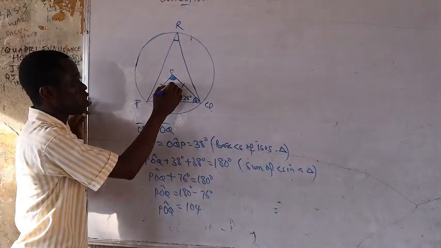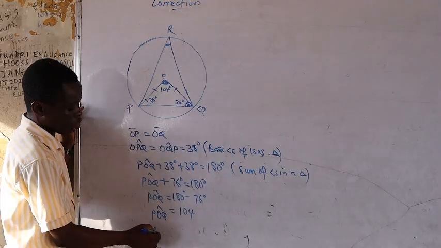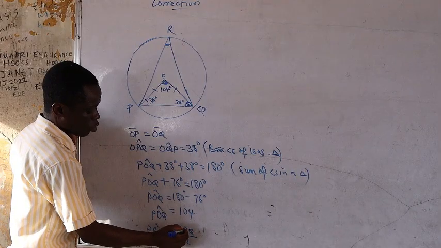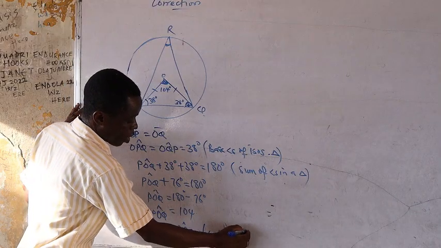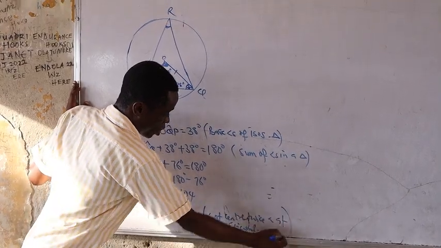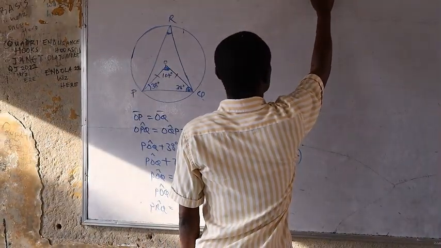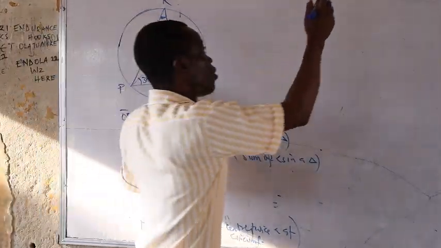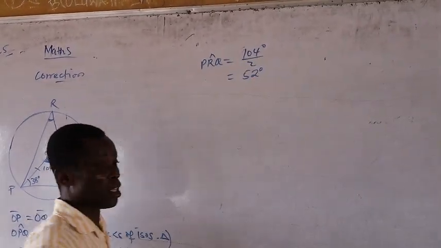So if this angle is 104, to calculate this angle at the circumference, PRQ is equal to POQ all over 2. And the reason is angle at center twice angle at circumference. POQ is 104 degrees, all over 2, and the answer is 52. Is that the answer? Yes, sir.